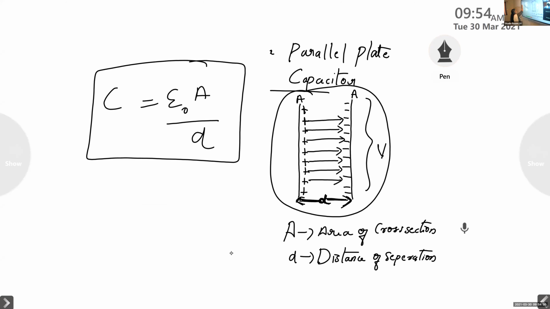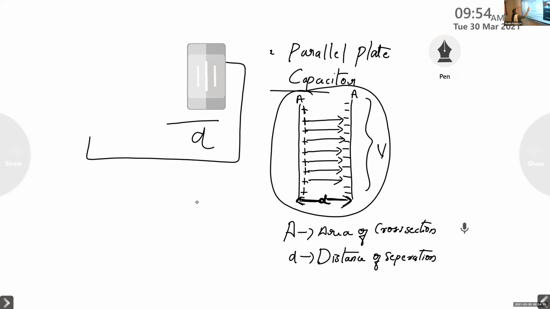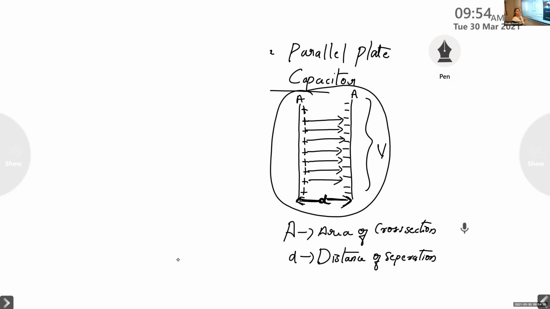Once again, I will explain the same. Here we explain the capacitance of a parallel plate capacitor. In order to explain this, we consider two conductors, conductor 1 and conductor 2. We provide positive charge for conductor 1 and negative charge for conductor 2. The medium of separation between them is air. These two conductors have an area of cross section A, and the distance of separation between them is D.